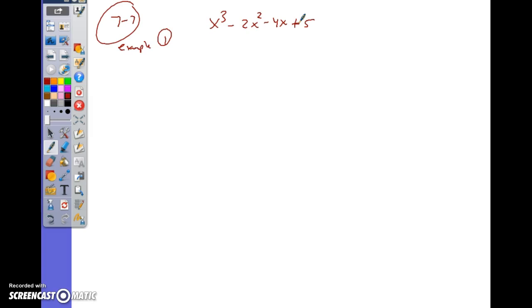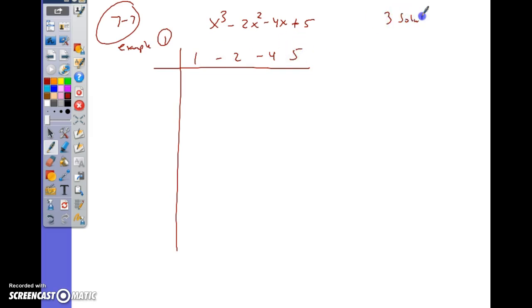So here's what I'm going to do. I'm going to set this thing up. I'm going to draw my little pin like this. I go 1, -2, -4, 5. We're going to use all our rules we've thus far learned. Number 1, we have 3 solutions, although there could be 2 imaginary ones. We look at this and go, I got 1 sign change, 2 sign changes. There's 2 positive solutions or 0 positive solutions, and there's 1 negative solution.